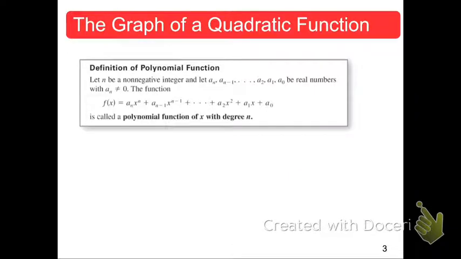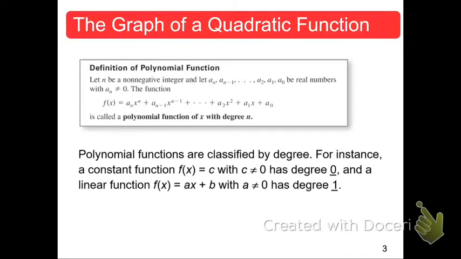So let's look at the formal definition for a polynomial. Let n be a non-negative integer, and let a sub n minus 1, down to a sub 1 be real numbers where a sub n is not equal to 0. Then a polynomial can be written in this form: f of x is equal to a sub n, x to the n, plus a sub n minus 1, x to the n minus 1, plus dot, dot, dot, down to a sub 1, x to the first, plus our constant term, a sub 0. This is a polynomial function of degree n. So the highest exponent is the degree of the polynomial.